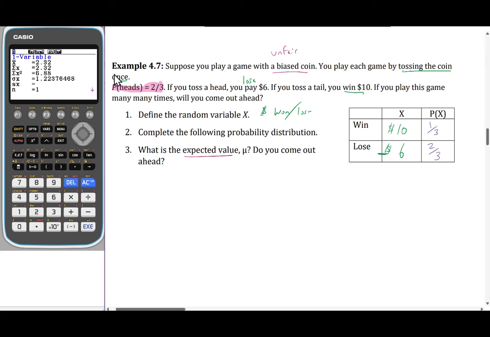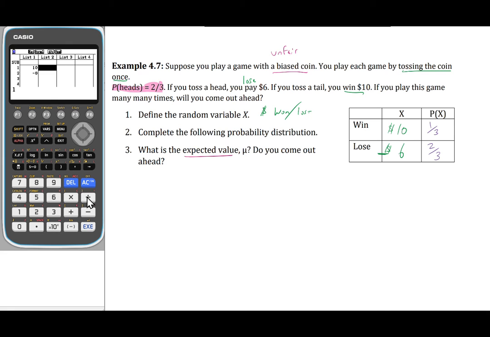So what we can do here is grab our calculator again. We can press exit twice, bring us back to the home page. I'm going to press F6 to delete the entire list. We'll go over to list 1, hit delete the entire list. Now we can just type these in. $10 is the winning, negative $6 is the losing. Make sure we use the negative sign, not the subtraction button, otherwise we'll get an error.